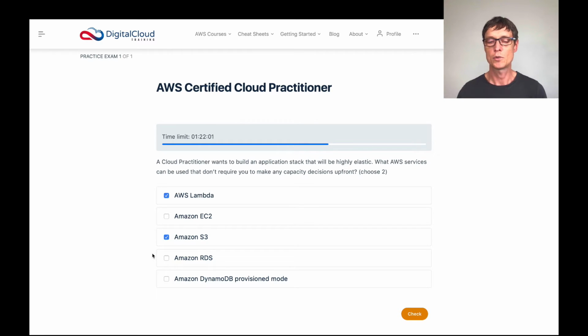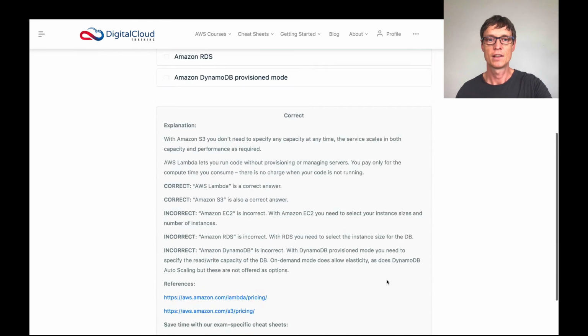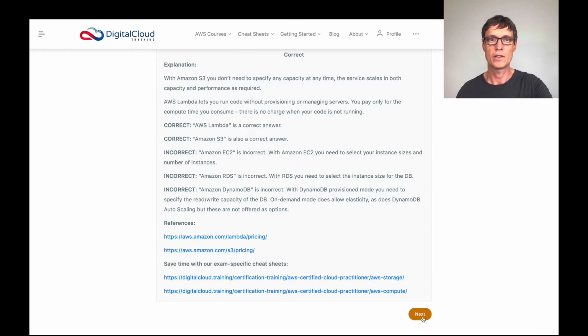So there's a few different options there. But again, read up on those and make sure you're fully aware of them, because there's no substitute for knowing the right answer. If you absolutely know that S3 and Lambda do not require capacity decisions, then a little distractor like the provisioned mode down there shouldn't be too much of a difficulty for you. So let's click on check, and those are the correct answers. Let's move on to another question.